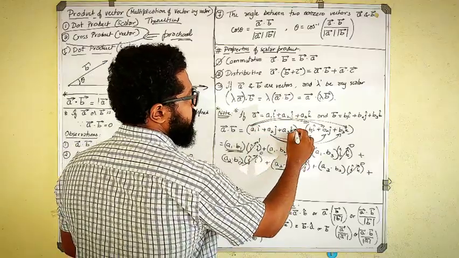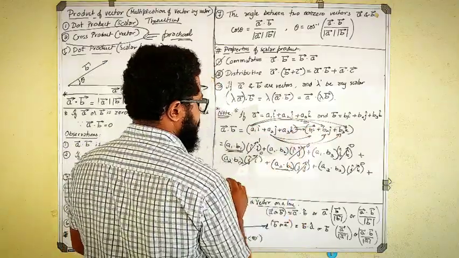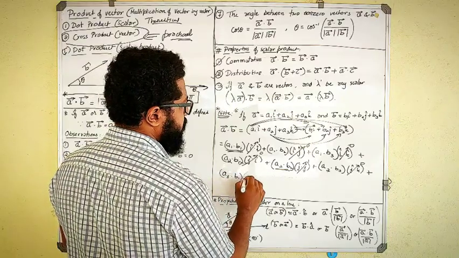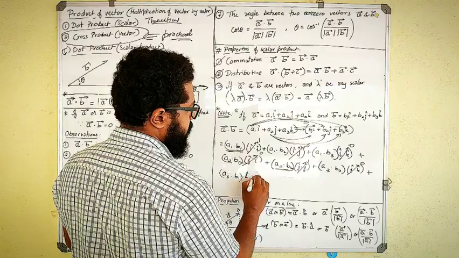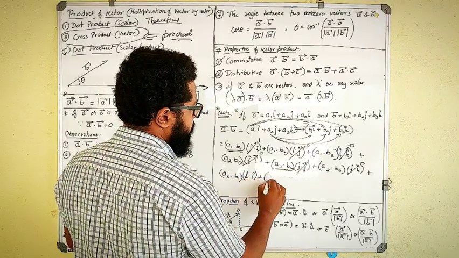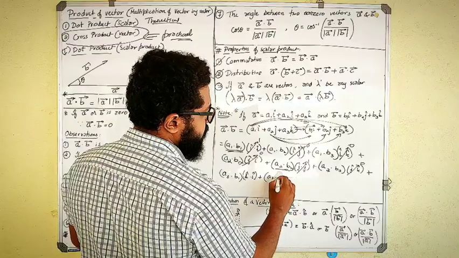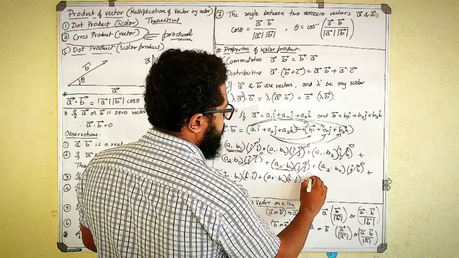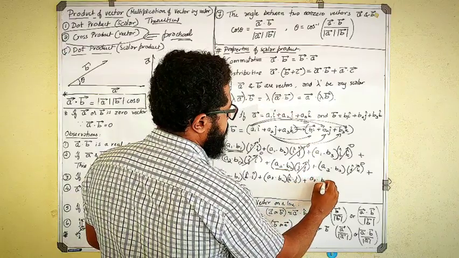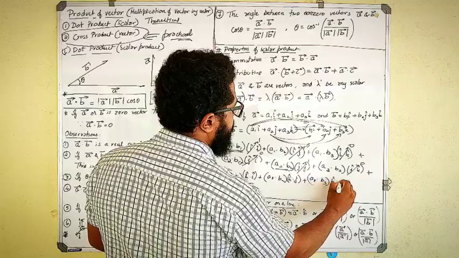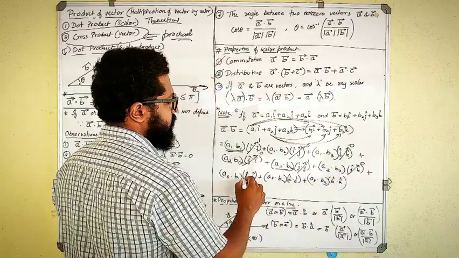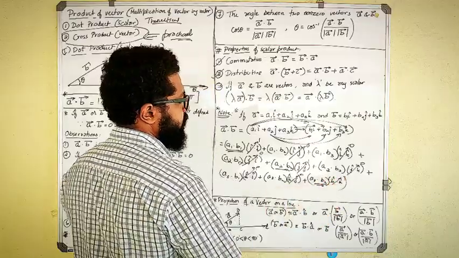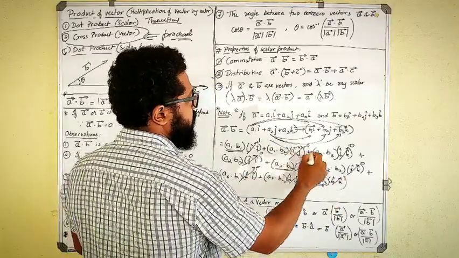Then the last one, let me do this one into all the three terms. Here what is happening is A3 B1 into k cap dot i cap, correct? Then plus A3 B2 into k cap dot j cap, plus A3 B3 into k cap dot k cap. This is 0, gone, this is 0, gone, this is 1 which remains here. So all of the other terms are gone.